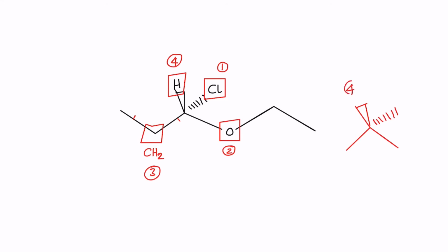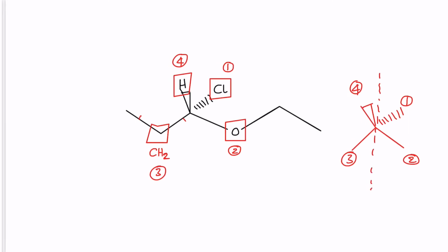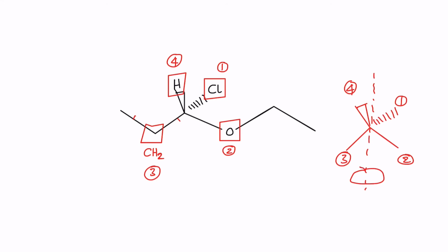So this becomes 4, 1, 2, and 3. I already told you that the fourth one should always be in the back. So how would you make it in the back? We rotate it based on this axis. What we do here is we take it and we rotate the structure.